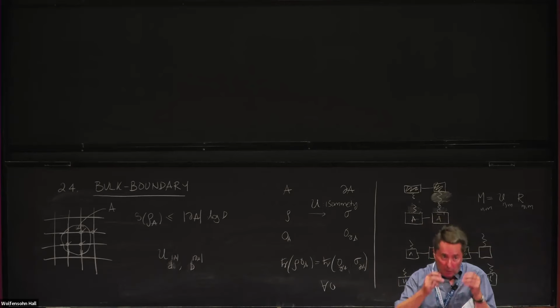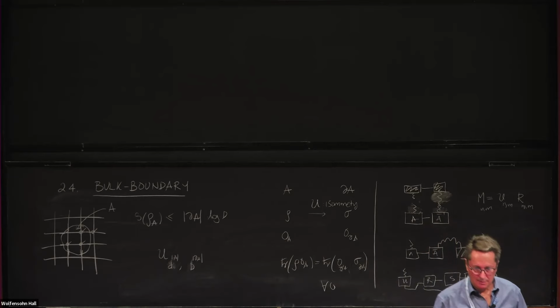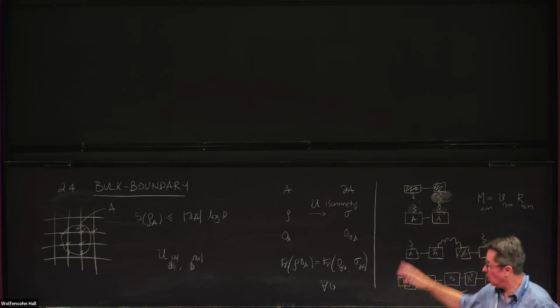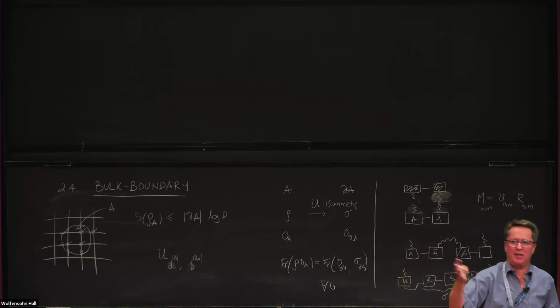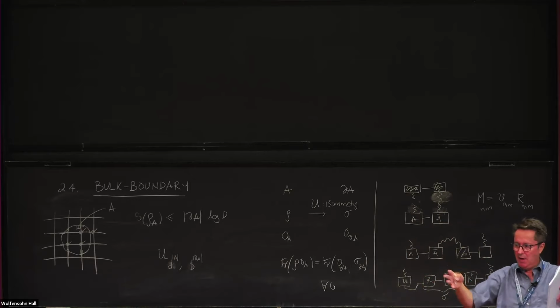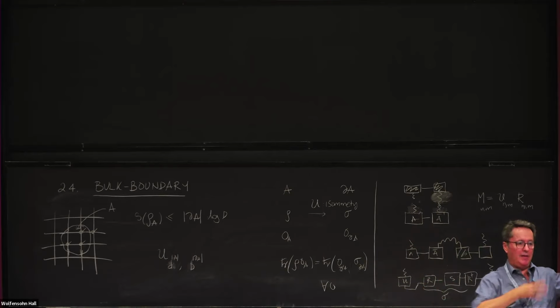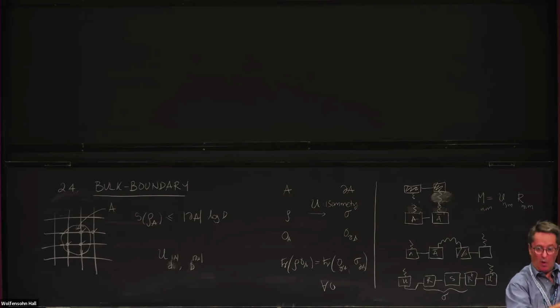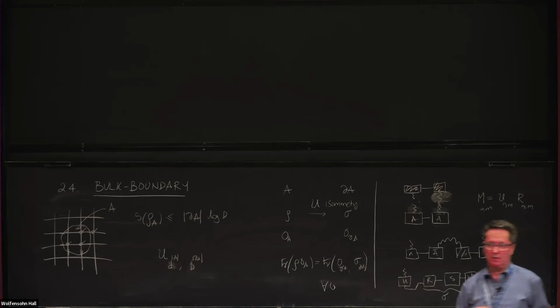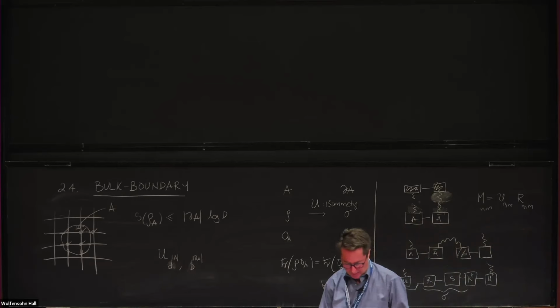Okay, so I'll move on. So this works for higher dimensions. You can have dimensional reduction. In principle, if you have a three-dimensional system, you can map its expectation values to the two-dimensional boundary, and the boundary you can map to a one-dimensional one, and do computations in one dimension. So that's the idea.